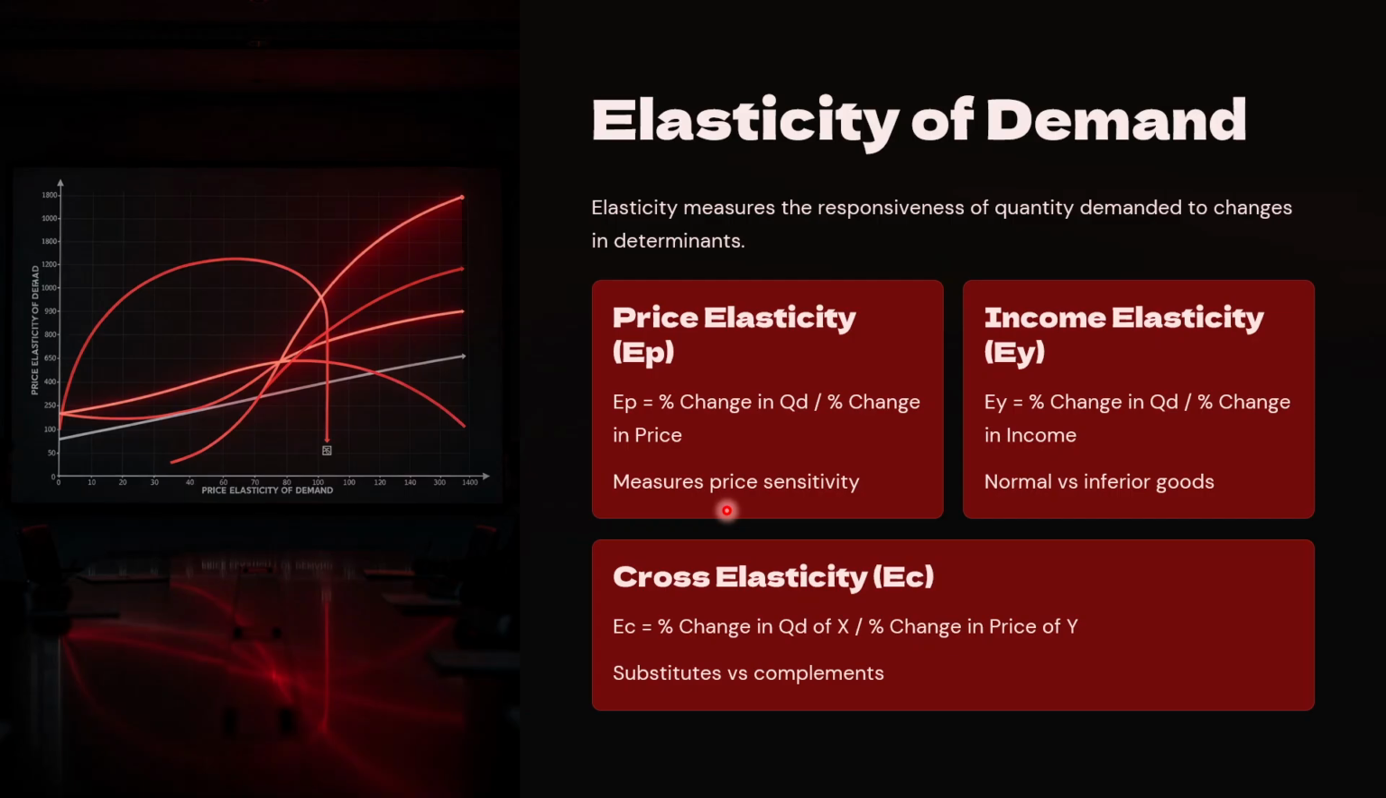Okay. Elasticity of demand. How many types of elasticity of demand are there? Elasticity measures the response of quantity demanded to a change in a determinant. One is price elasticity, another is income elasticity, and the third is cross elasticity.